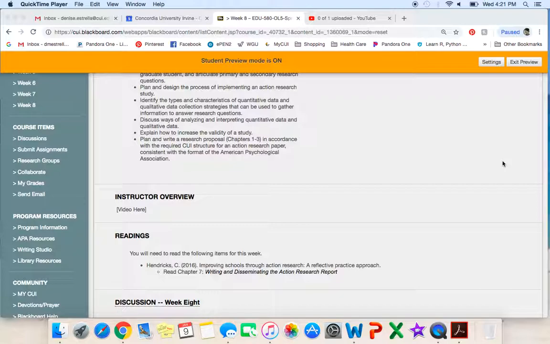This week's reading assignment includes Chapter 7, Writing and Disseminating the Action Research Report, in the Hendricks text.